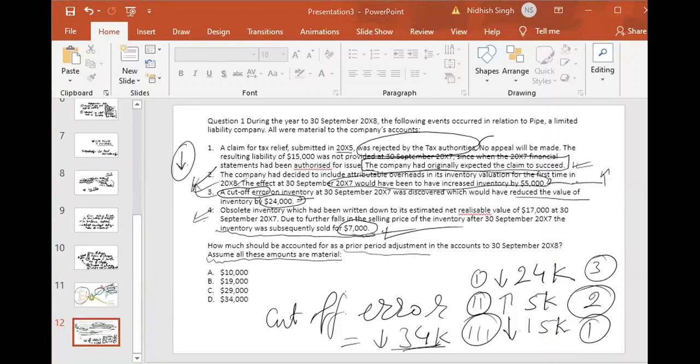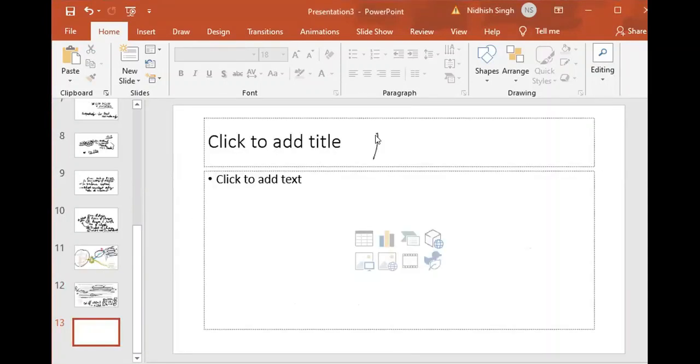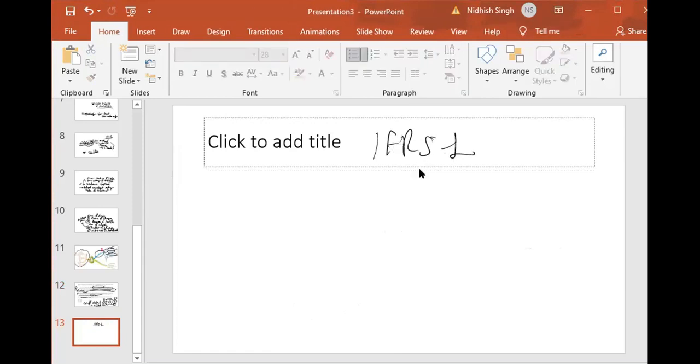Let's cover quickly IFRS 1. IFRS 1 is about first time adoption of International Financial Reporting Standards. So when we adopt IFRS 1 for the first time, what do we do? First of all, the first thing that we need to understand is recognition and derecognition.